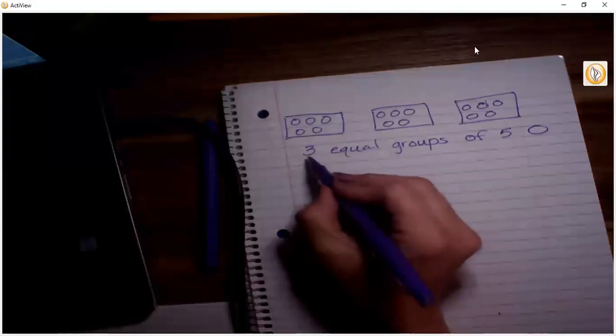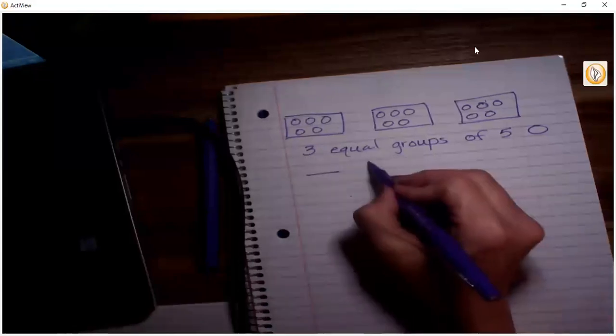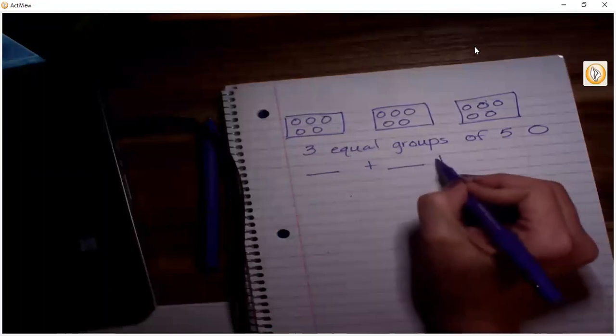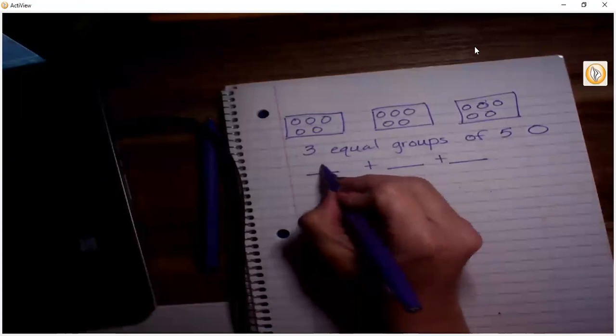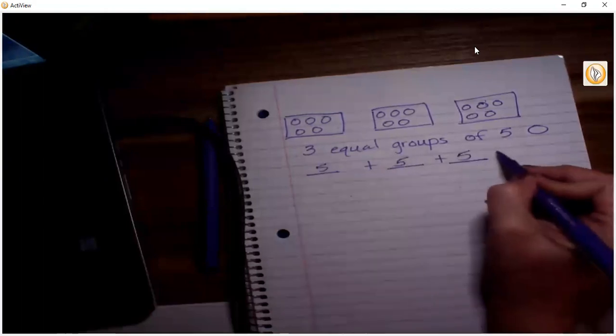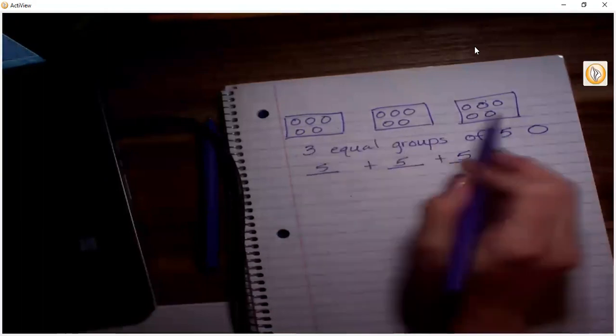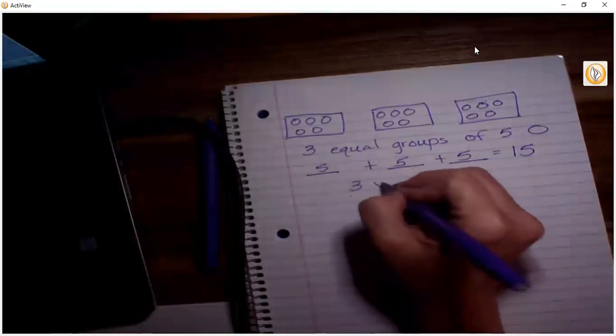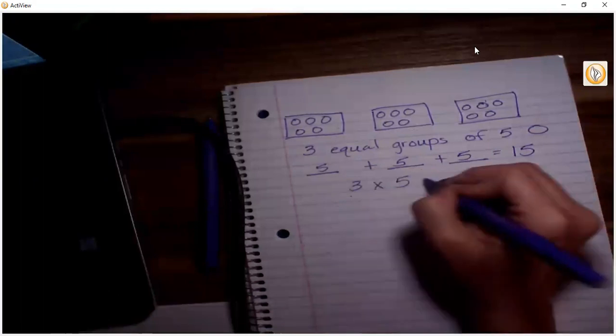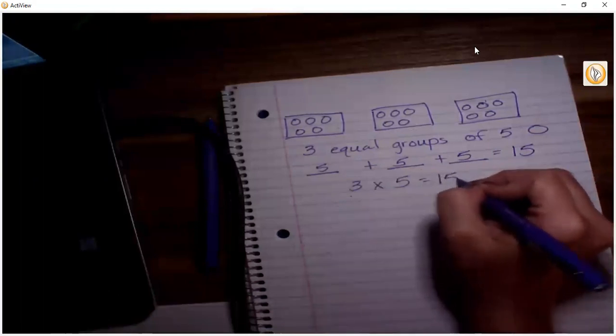So I have 3 equal groups. I'm going to set up my paper with those 3 groups. Okay? Inside each one is 5. 5, 10, 15. We are very familiar with counting by 5s. So again, there was 1, 2, 3 groups of 5. Gave me 15.